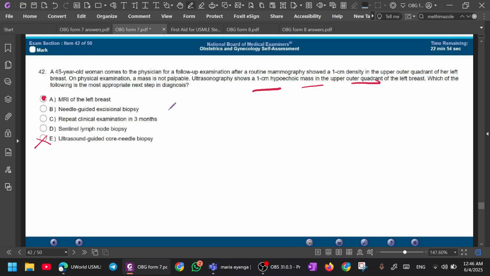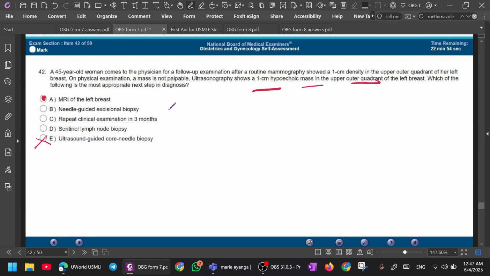They first do the imaging. If you do MRI, as it is an imaging, that imaging also cannot detect whether it is benign or malignant, because there may be a benign breast lesion. That's why they do an ultrasound-guided core needle biopsy for confirmation that it is malignant.